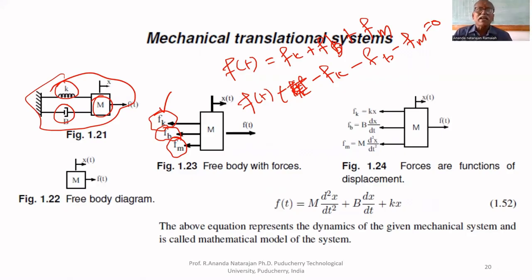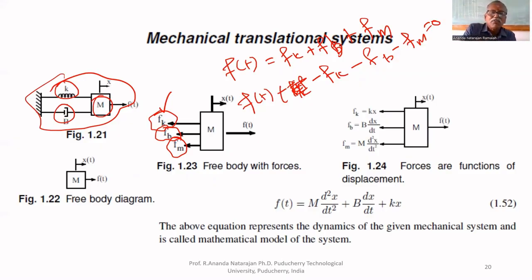So what is a free body diagram? If the body is not fixed to any other mass, then it is called a free body. If you apply some force, it will move. But if it has reaction forces equal to the applied force, then it will stand still.